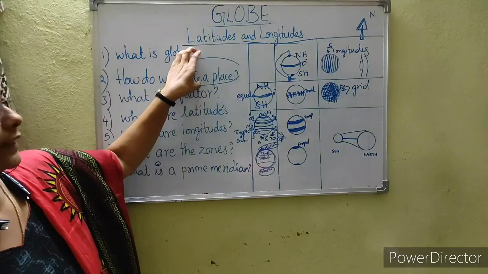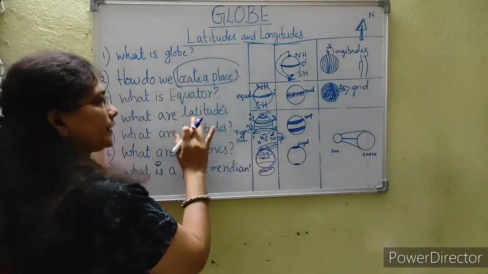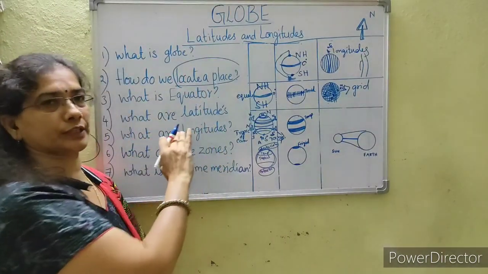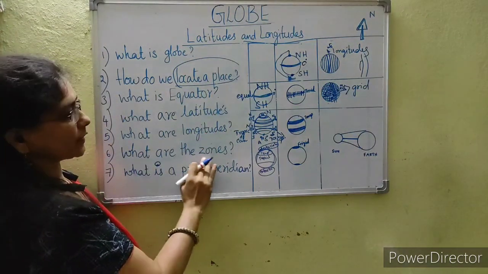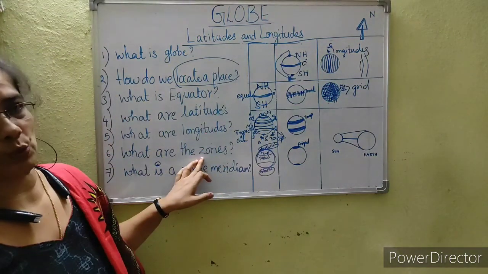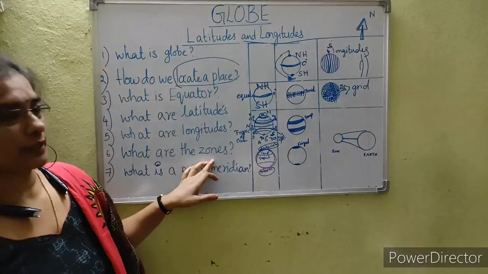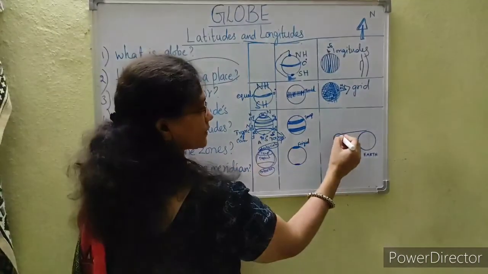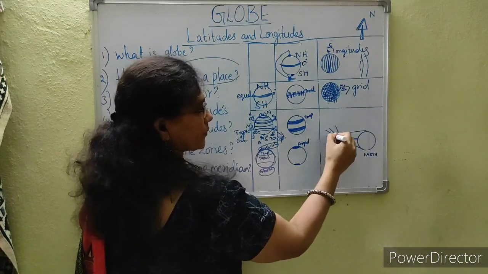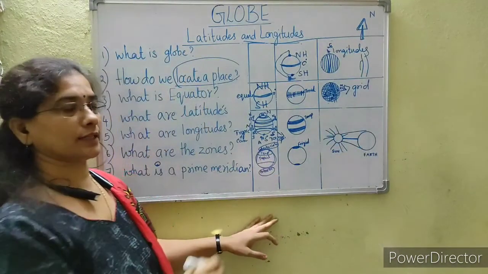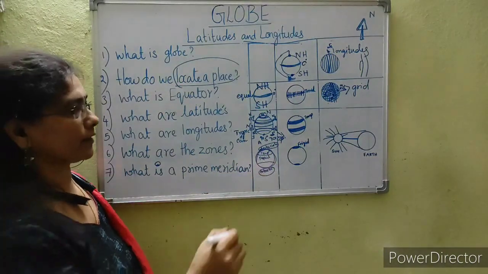So for locating a place, we need latitudes and longitudes. Based on these latitudes and longitudes, the Earth is divided into 3 zones. What are the zones? Let us see. So you all know the sun's rays, isn't it? You can feel how hot the sun's rays are. So based on the sun's rays, the zones are being divided.